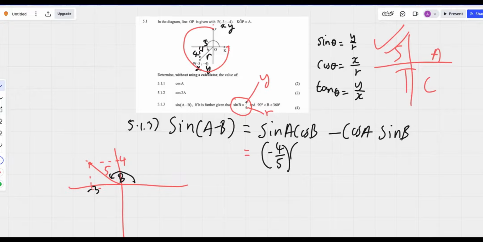Let's do the same for cos B. Cos B will be x over r, negative 3 over 5. And then for cos A, let's go back to A, and cos A is x over r, which will be negative 3 over 5. And then sine B, we go to B, and it's y over r, so it'll be, sorry, positive 4 over 5.